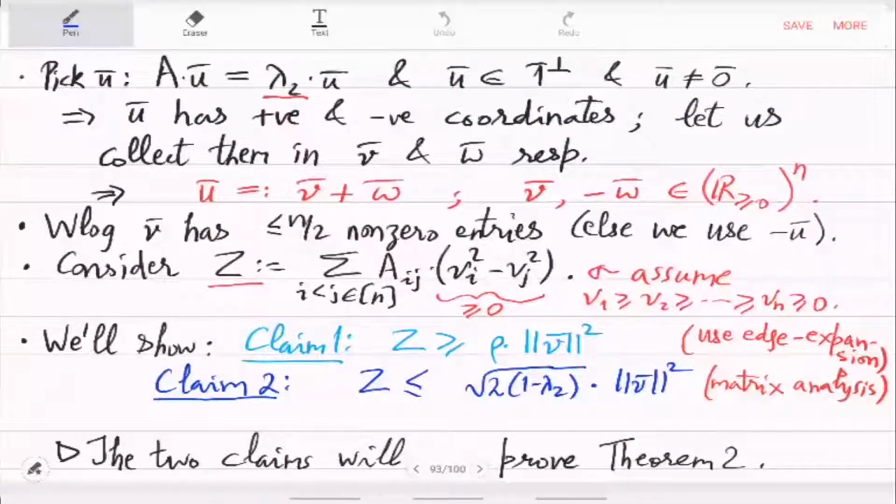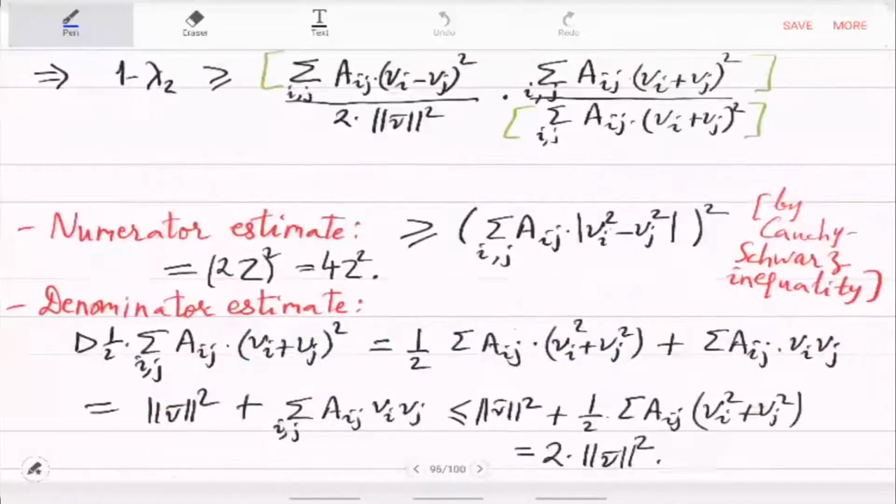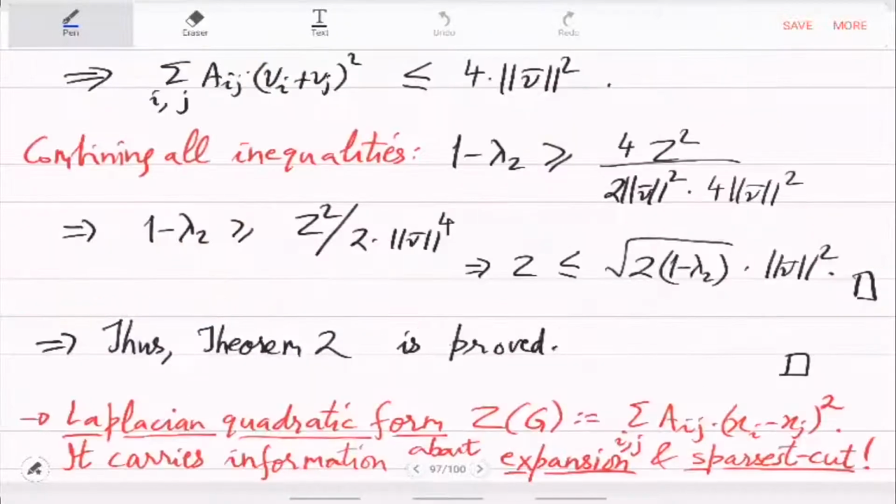So now to prove theorem 2, last time we started this proof, we actually ended this proof. So there were two claims. Claim 2, I have corrected the constant again, and in this proof there was some mistake which is now corrected. So we look at this expression 1 minus lambda 2 greater than equal to numerator divided by the denominator. Numerator estimate is at least 4z square and denominator estimate is this thing 8 times v to the 4. Okay, so the ratio comes out to be z square divided by 2 times v to the 4. So you get this constant square root 2.